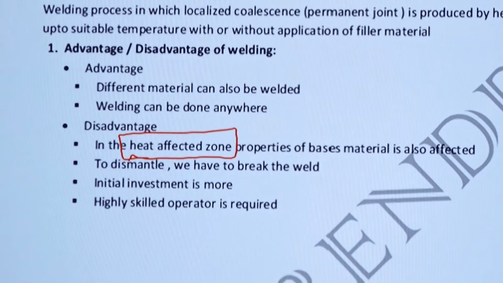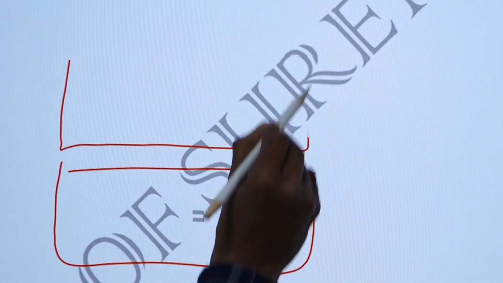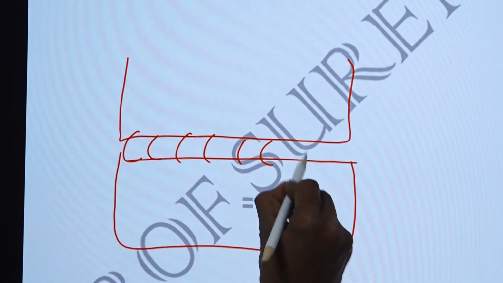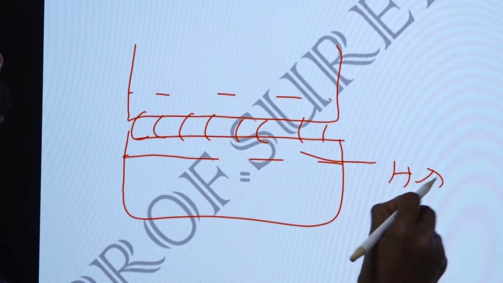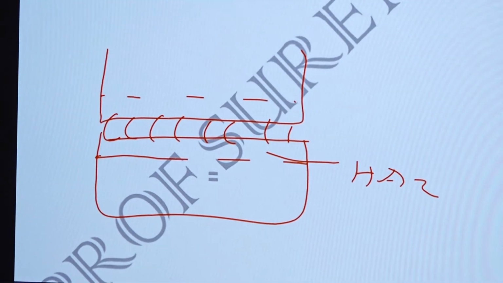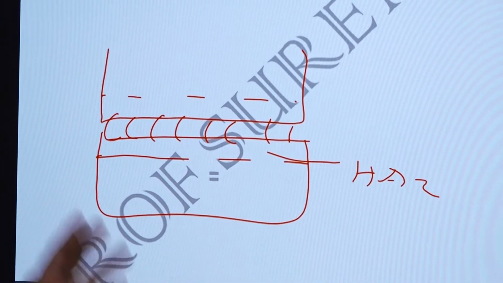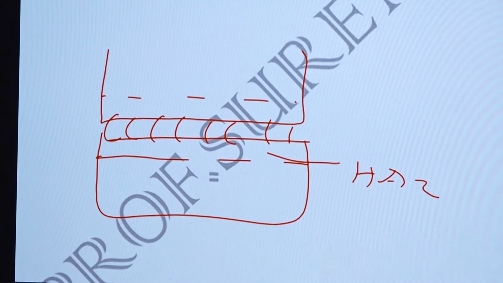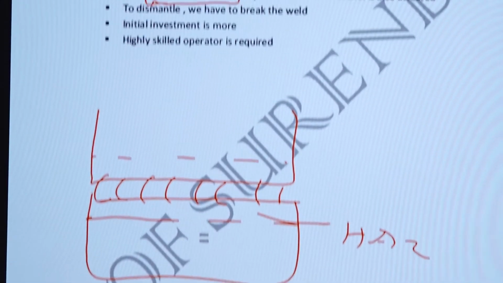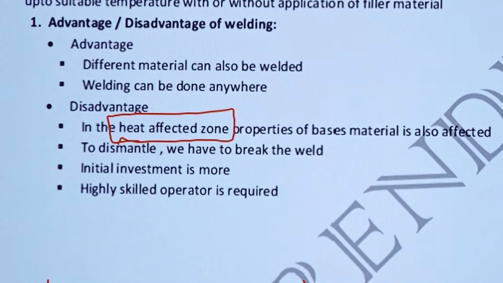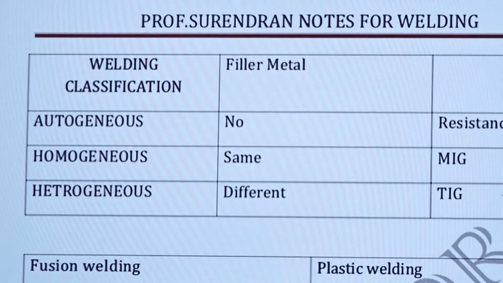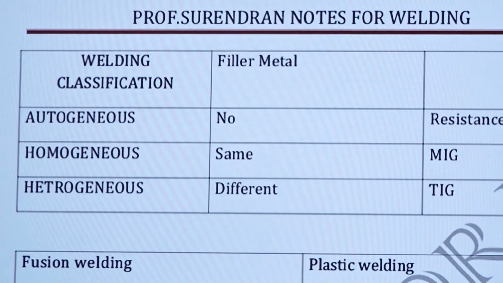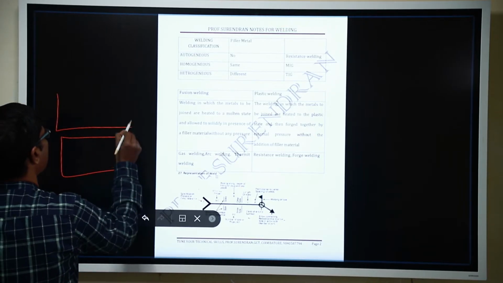When you weld, the metal being welded is called the parent metal. If it is welded in this region, some of the area becomes the heat affected zone. That is a disadvantage. To dismantle we have to break the weld. Initial investment is more and a highly skilled operator is needed. These are disadvantages of welding. An advantage, any material can be welded. Types of welding: autogenous welding, homogeneous welding, heterogeneous welding. As already mentioned, the metal to be welded is called the parent metal.